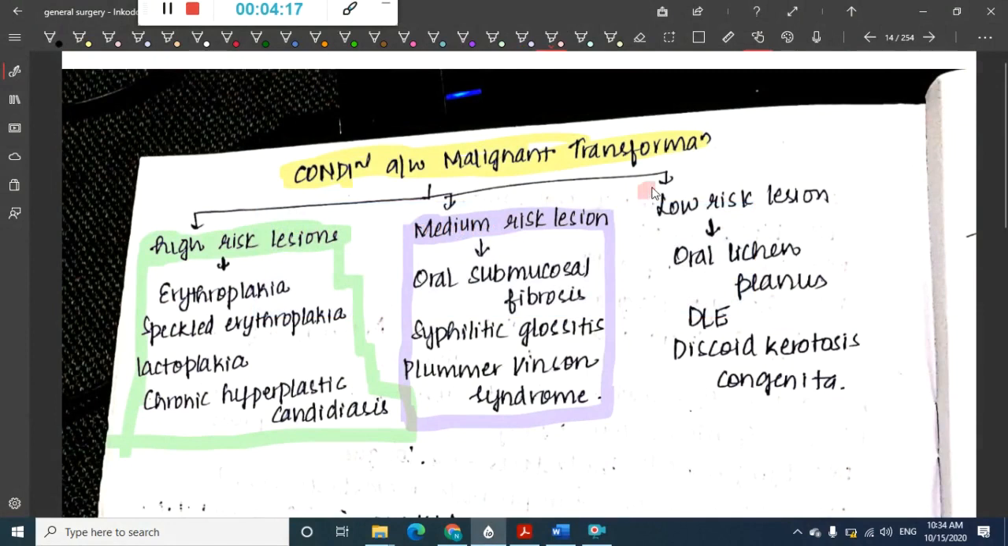What are low risk lesions? Low risk lesions include oral lichen planus, DLE and discoid keratosis congenita. So for conditions associated with malignant transformation, high risk conditions include erythroplakia, speckled erythroplakia, leukoplakia, chronic hyperplastic candidiasis. Medium risk lesions include oral submucosal fibrosis, syphilitic glossitis, Plummer-Vinson syndrome. Low risk lesions include oral lichen planus, DLE and discoid keratosis congenita, associated with carcinoma oral cavity.